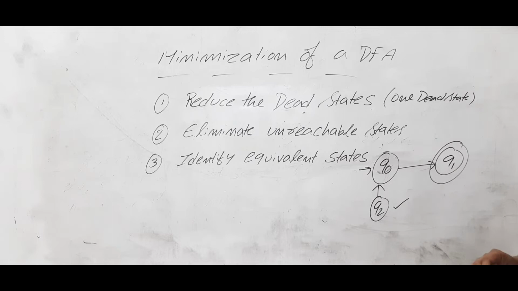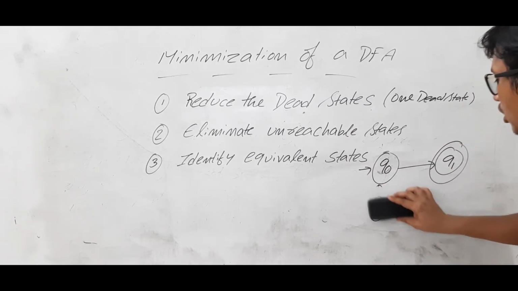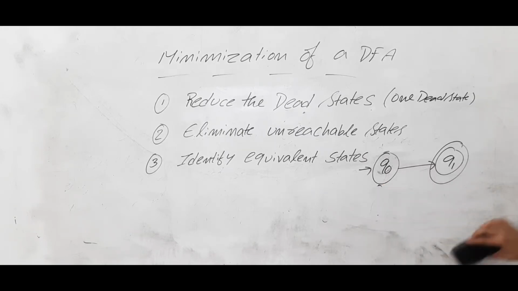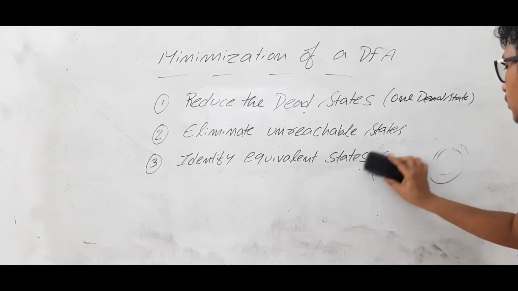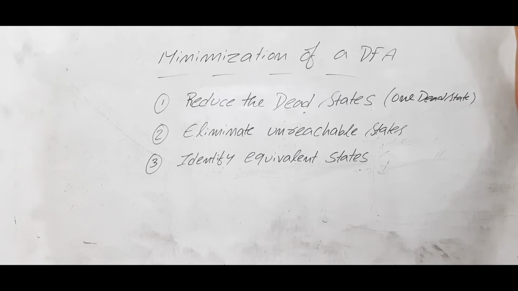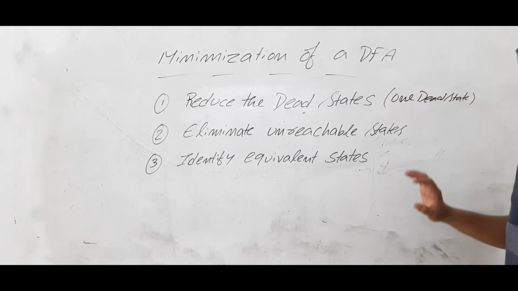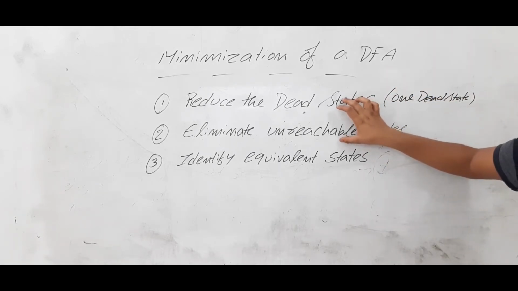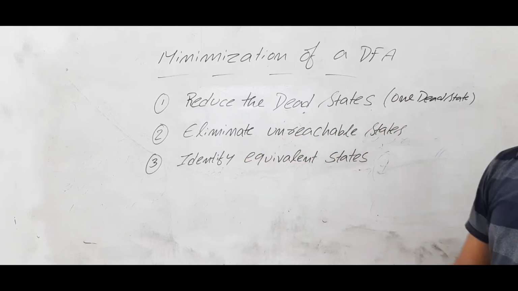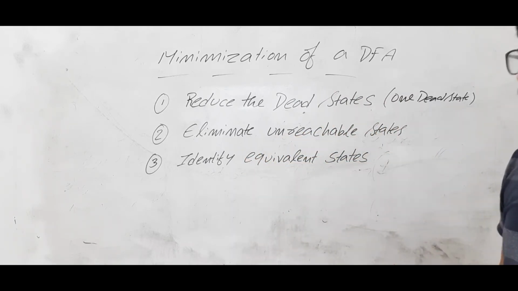So we will call this Q2 an unreachable state. These unreachable states are a waste for us, because if you are generating long strings, these states are not useful. So we will eliminate the unreachable states. Now the next step is that we will identify the equivalent states. Whenever they give a DFA, first we will do these two things: reduce the dead states and eliminate the unreachable states. Then we will try to identify the equivalent states.